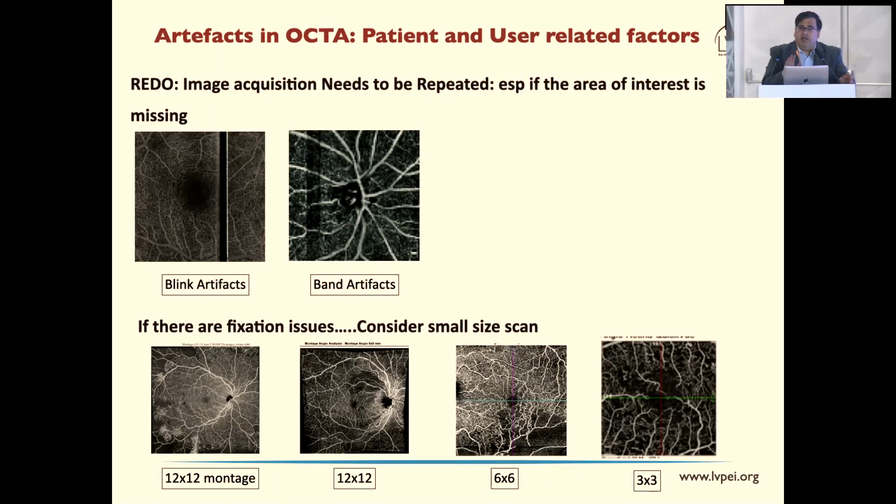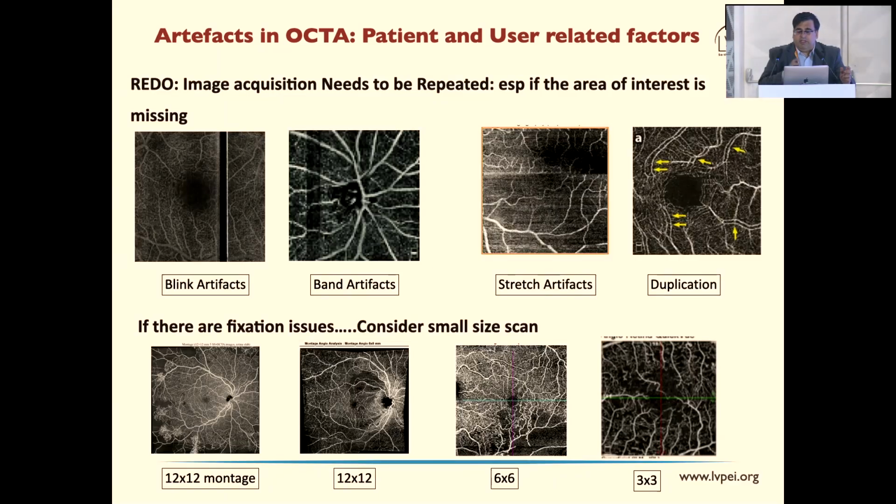All these situations can be tackled then and there when you're acquiring the image. You can't go back and correct these. So these are those artifacts which have to be taken care of when you're acquiring those images. Your optometrist, or if you are doing it yourself, or the technician, has to see this artifact and redo the scan immediately. If there is a fixation issue, consider doing a smaller size of scan. Smaller size of scan happens faster. Patient needs to hold on fixation for a much smaller time. So you may be able to tide over the fixation issues with a smaller scan.